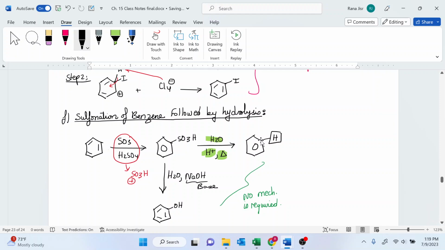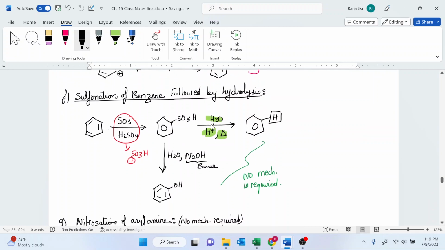This comes in handy if you want to add groups on the meta position, and then you don't want any other groups on the benzene other than the groups on the meta position, then you can add your sulfonate. You can add the groups on the meta position, and then you can wash the sulfonic acid away. You get your benzene. This is one way.